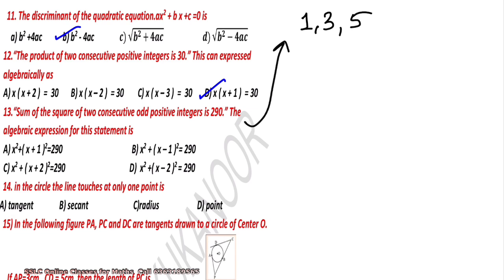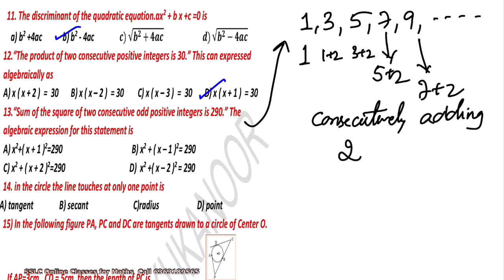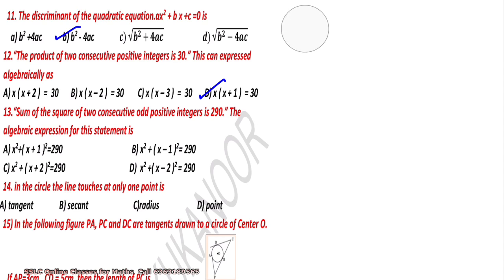So I am solving this question. 7, 9, continues. After 1, 3 means what? 1 plus 2. 5 is 3 plus 2. 7 is 5 plus 2. 9 is 7 plus 2. It means what? Consecutively adding 2 to the previous number. We keep adding 2 to the previous number, right? If these are the numbers.